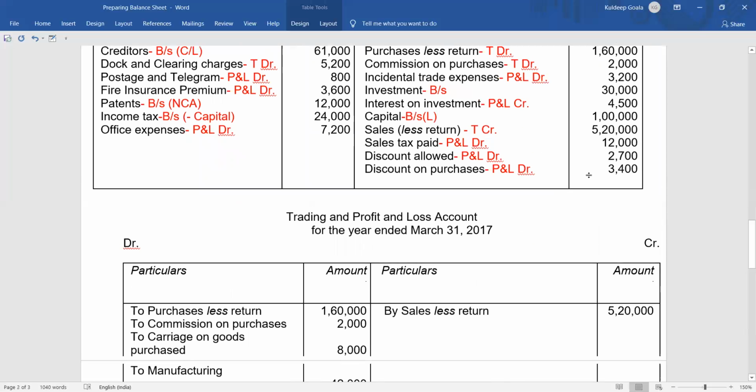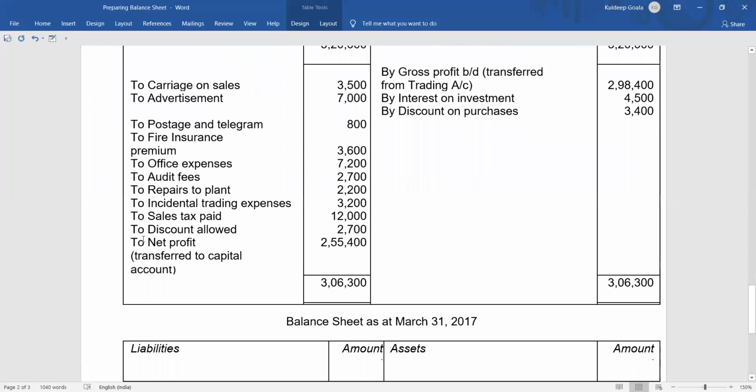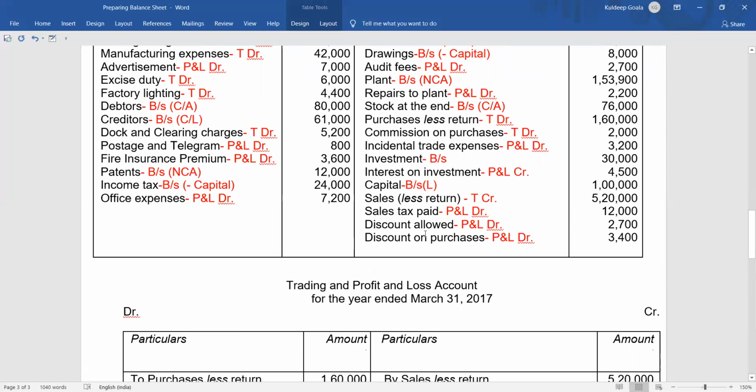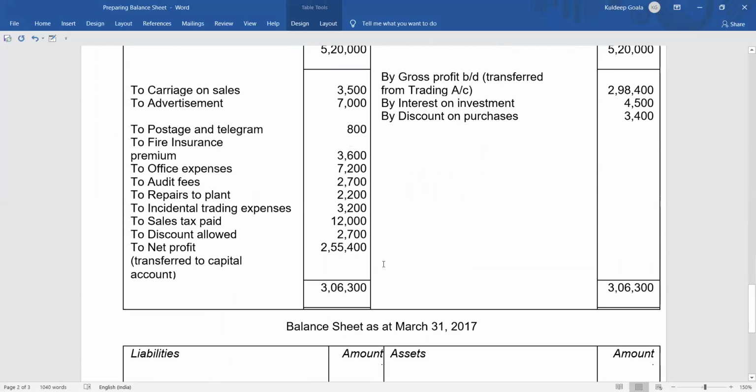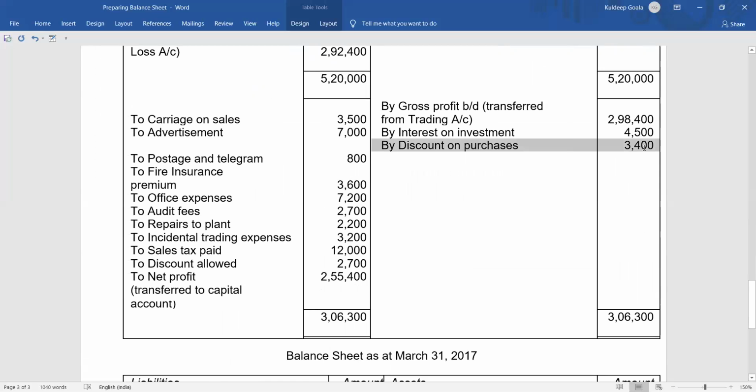After that, we have got discount allowed, which is 2,700. So it will also come on this side, to discount allowed, 2,700. And at last, we have got discount on purchases, 3,400. So it will also come here in the credit side. By discount on purchases is our profit. Okay. Discount on purchase is nothing but discount received. And discount on sales is nothing but discount allowed. Okay, so both will be indirect income and expenses. Discount received is indirect income, whereas discount allowed is the indirect expense or indirect loss, you can say.